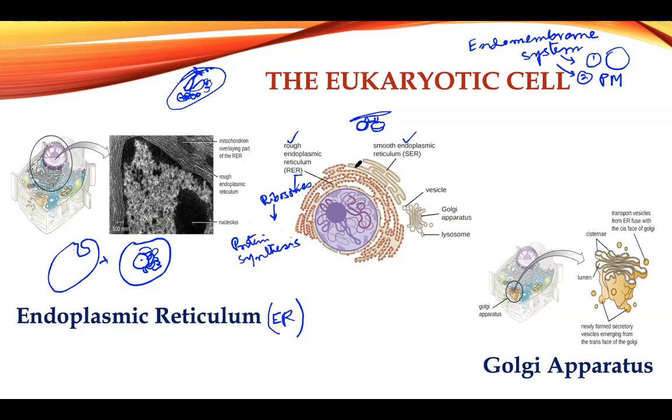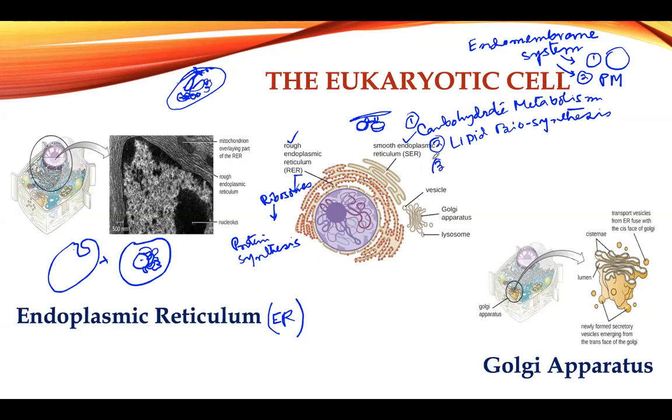Smooth endoplasmic reticulum is responsible for carbohydrate metabolism. Okay, that's the number one function. Number two function, they are responsible for lipid biosynthesis. So this is the place where carbohydrate metabolism takes place. This is the place where the cell makes extra lipids.